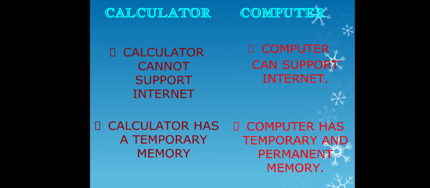Calculator has a temporary memory. Means it cannot store for a long period of time. As soon as we do the next calculation, it will not remember the last calculation. But computer has temporary as well as permanent memory. It has both the memories. So the things which we save on computer will remain there until we erase them.